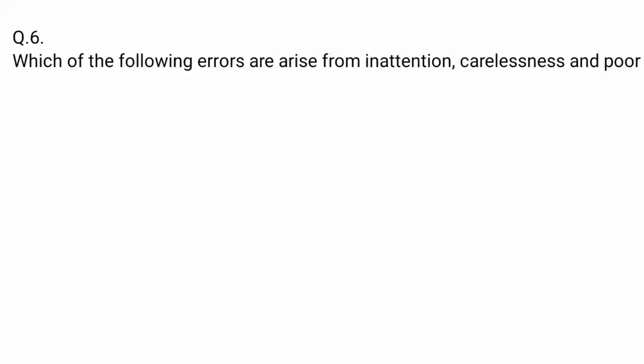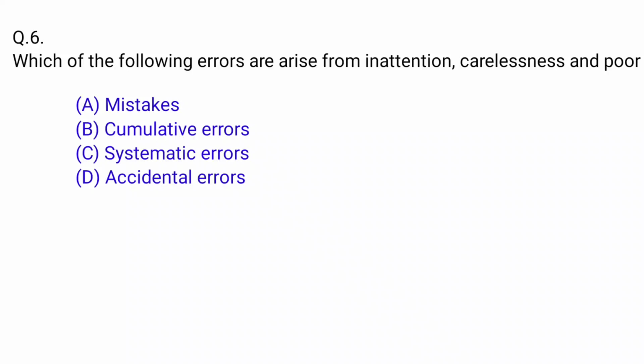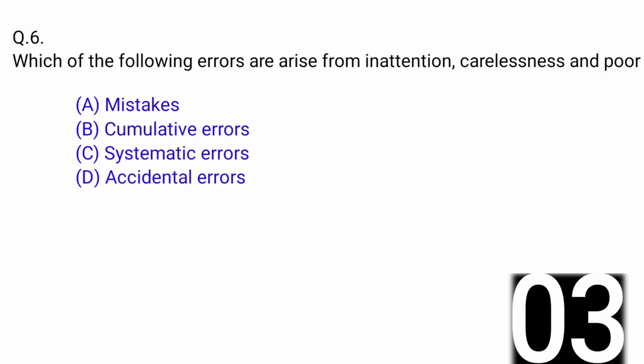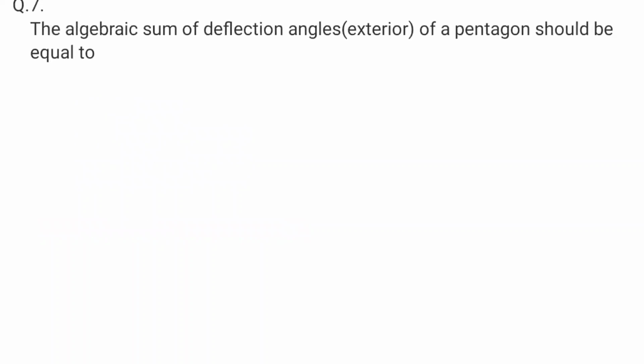Next. Question number 6. Which of the following errors arise from inattention, carelessness and poor judgment in the mind of the observer? Options: A. Mistakes, B. Cumulative errors, C. Systematic errors, D. Accidental errors. Correct answer is option A. Mistakes.